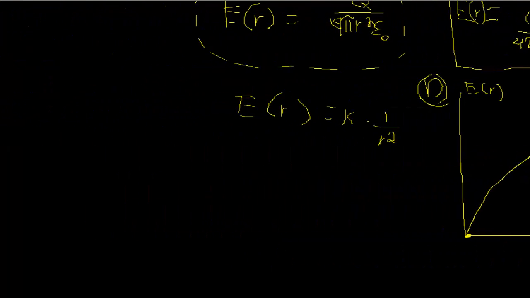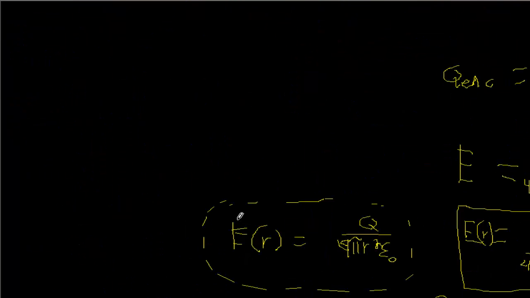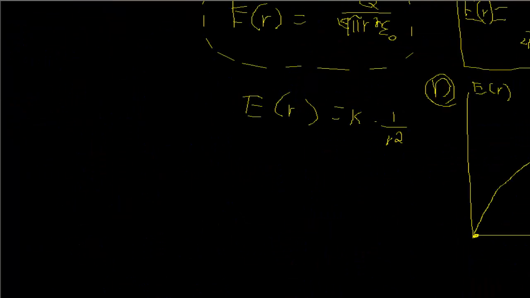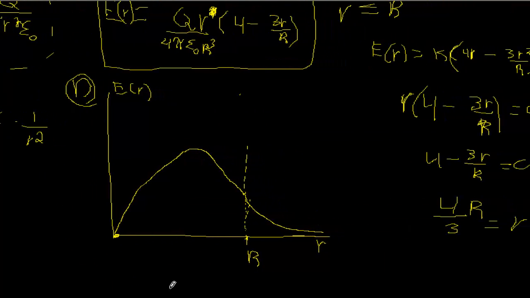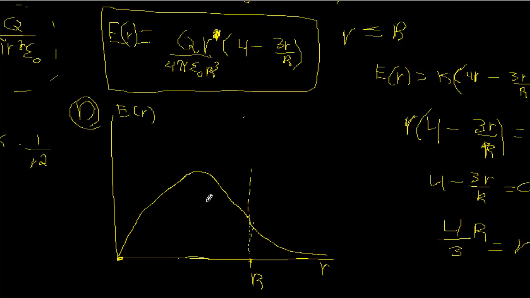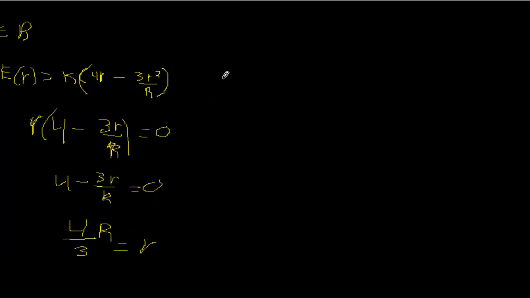And so the last part of the problem, almost done, which is a perfect question to end the problem. Find the value of r at which the electric field is maximum, and find the value of that maximum field. We should know from first semester calculus courses that in order to maximize or minimize a function, all we have to do is take the derivative of that function, set it equal to 0, and then solve for r.